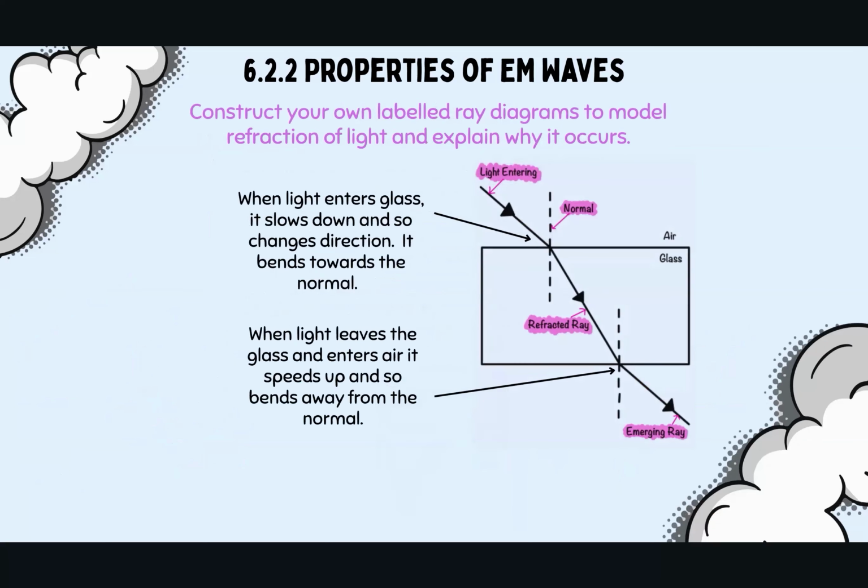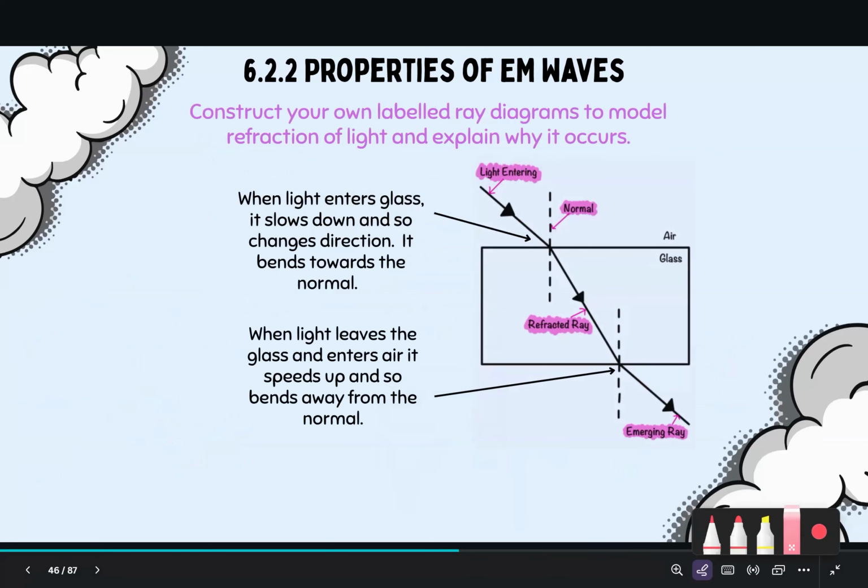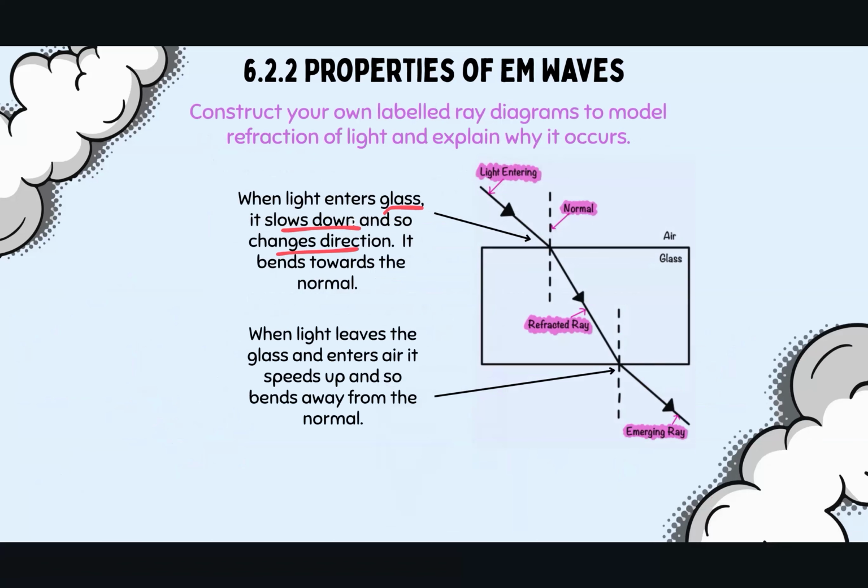Okay, so when light enters glass, it slows down and so it changes direction. So you can see here, it's bending inwards towards the normal. So it bends towards the normal. When light leaves the glass and enters the air, it speeds up and so it bends away from the normal.